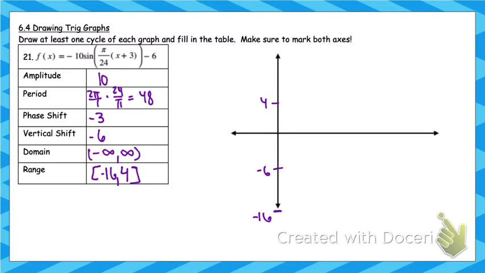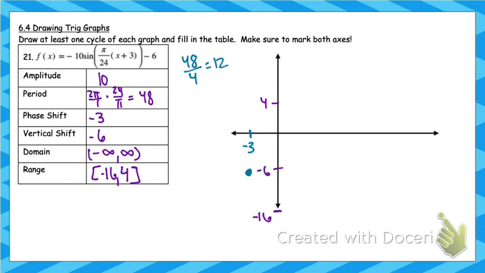Now we mark the x-axis. Okay, so negative 3 is the phase shift. Now, since this is a sine graph, I'll go ahead and put a middle point at that x value. Now, the other thing we need that's not listed is our spacing. So our spacing, we take the period and divide it by 4. So my spacing here is 12.